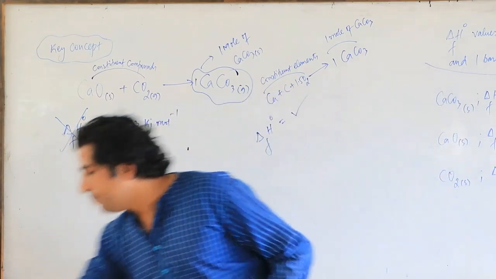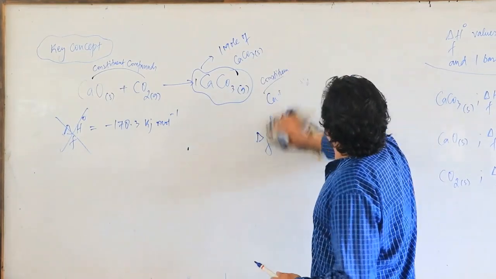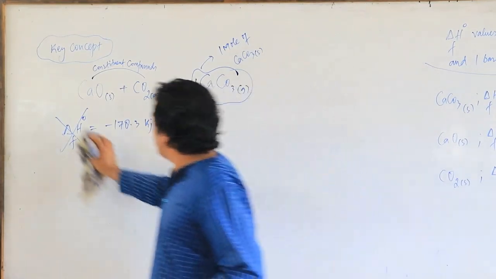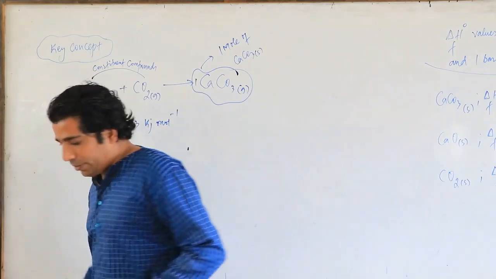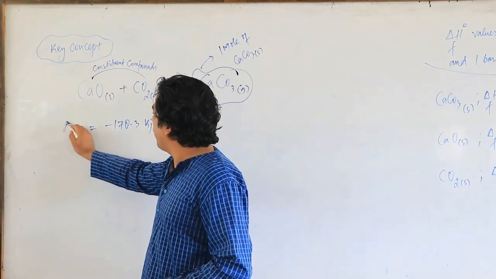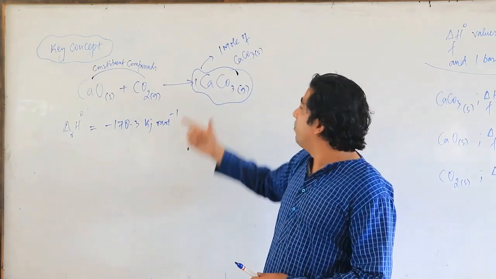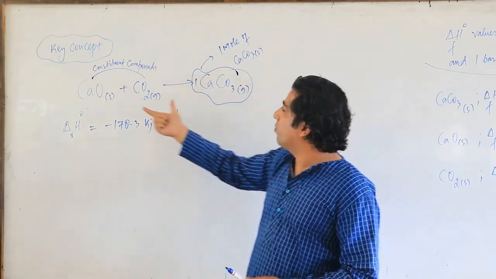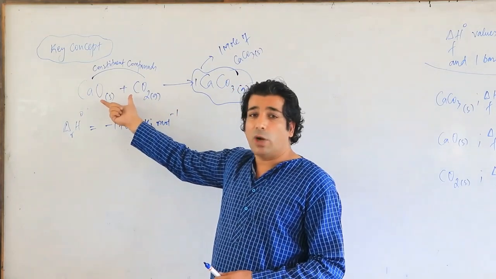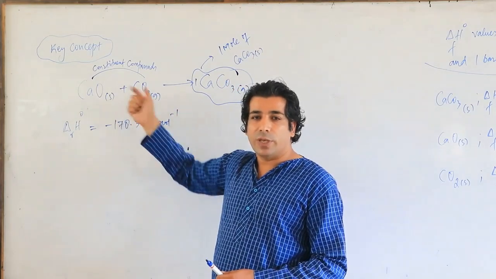So let me erase it. Now what I am going to write down here, I am not allowed to write delta HF. I can write delta HR naught. Yes or no? Because it is the formation of 1 mole of a compound from constituent compounds, not from constituent elements. So remember that thing.